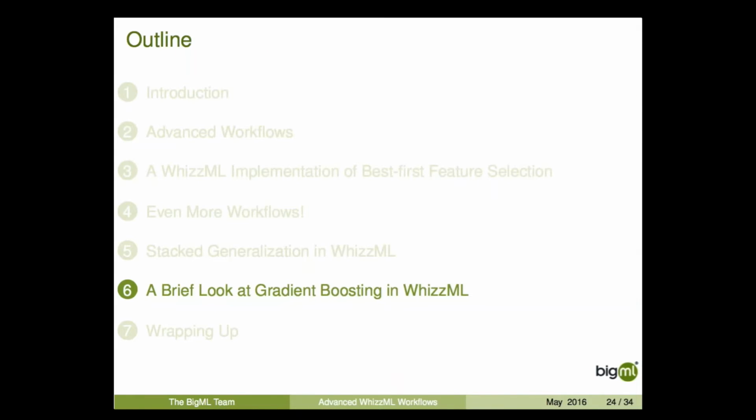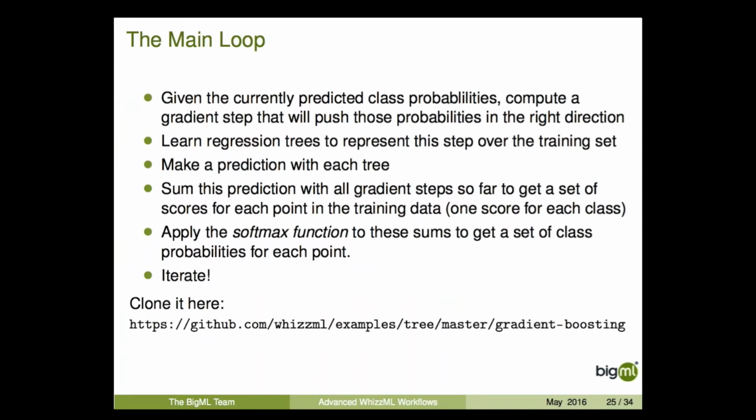Okay, so finally, just taking one more look at a complex workflow that can be implemented in WhizzML, and we do have an implementation of this also. This is going to be a little bit of gradient boosting. So our last workflow here, gradient boosting, what does it look like? This is easily the most complex thing we're going to talk about today, and so we're just going to talk about a little piece of it. So how does it work?